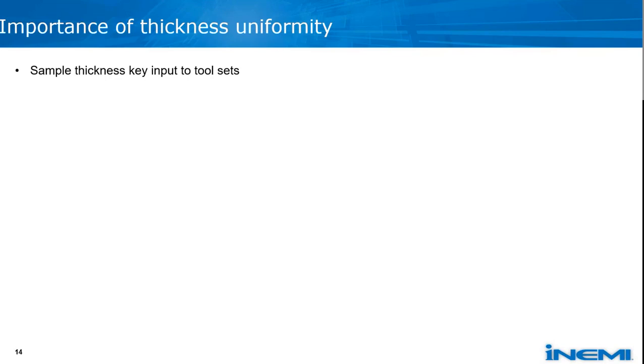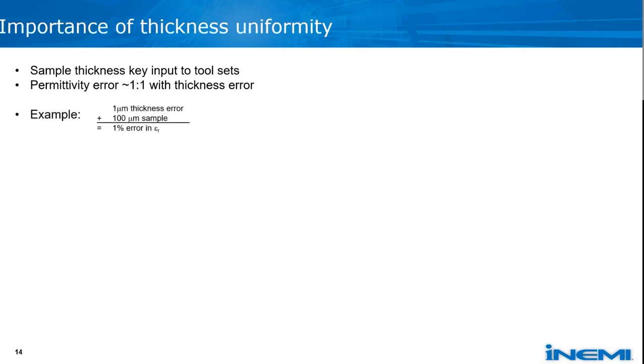Why is this so important in this particular case? It turns out that for all of the commonly used permittivity measurements today, the thickness value of the sample is a key input into the extraction of the dielectric constant. And in almost all cases, the permittivity error that you get when you do the extraction has essentially a one-to-one relationship with the thickness error. And so what that means is, if you have, let's say, a 100 micron thick sheet sample that has, let's say, 1 micron of thickness variation or thickness uncertainty, you essentially end up immediately with a 1% error or uncertainty in the extracted dielectric constant.